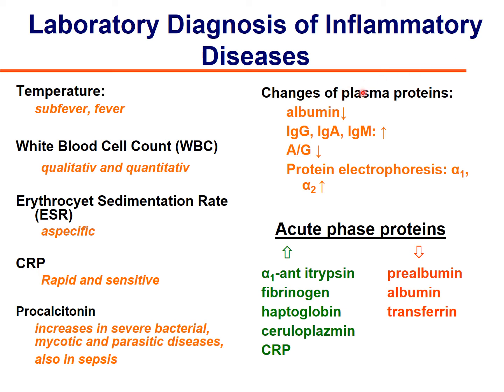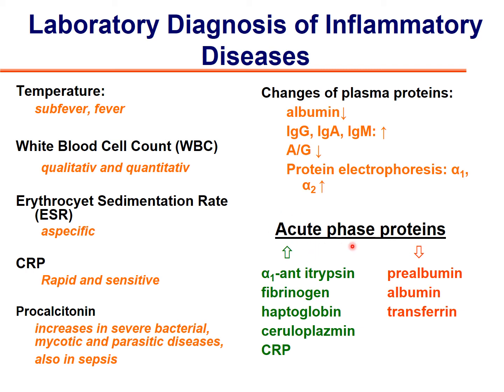In case of a plasma protein effect, albumin and the immunoglobulins IgM, IgA, IgG decrease, and the albumin-globulin ratio decreases, and in protein electrophoresis we have alpha 1 and alpha 2. In acute infection we usually have an increase of IgM, and later on IgG.